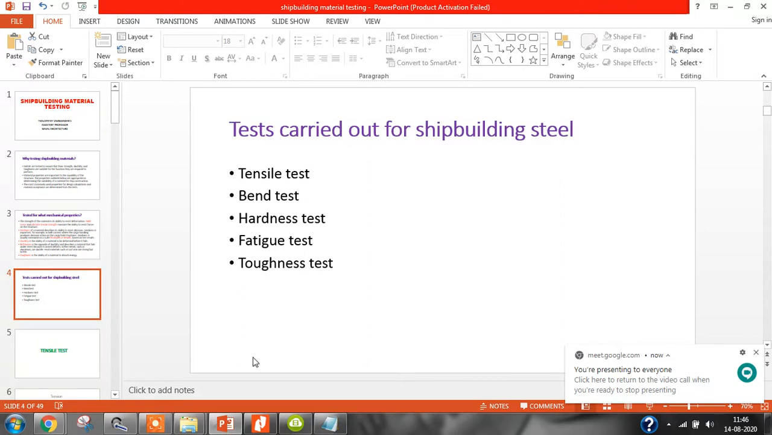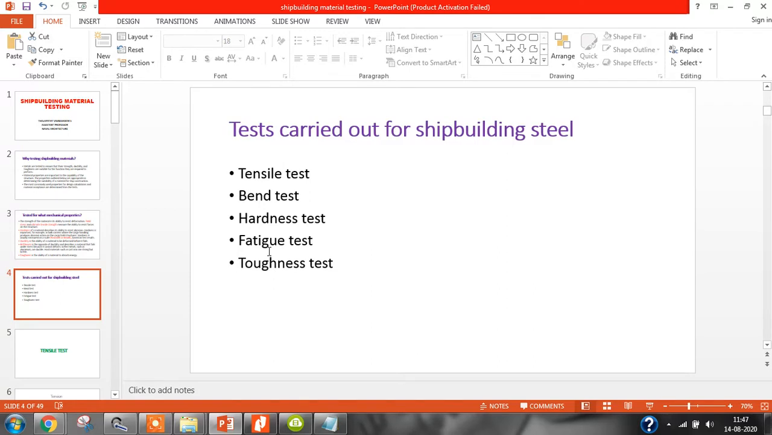So for finding the yield strength value and the ultimate stress value, we are going to use a tensile test. And to check the ductility, we are going to conduct bend testing for the material. And for finding the hardness number, we are going to do hardness testing, either Rockwell hardness or Brinell hardness.